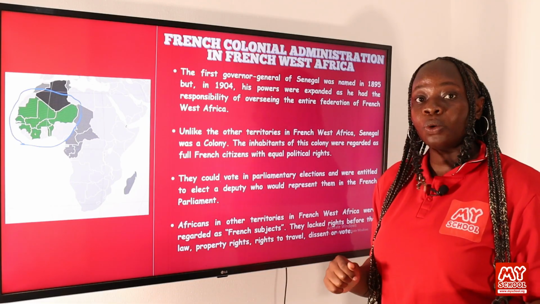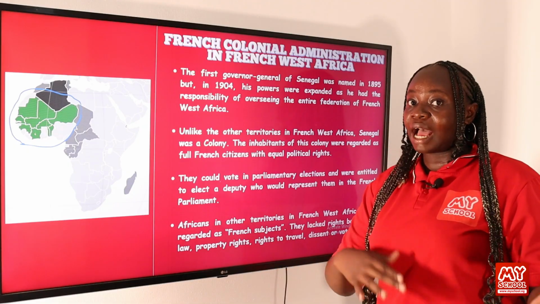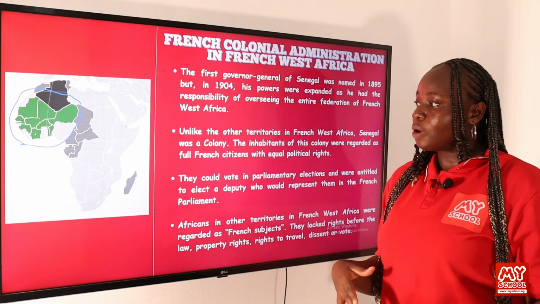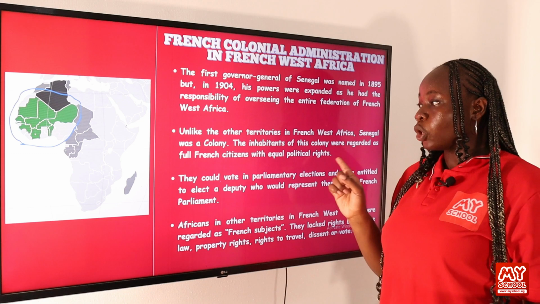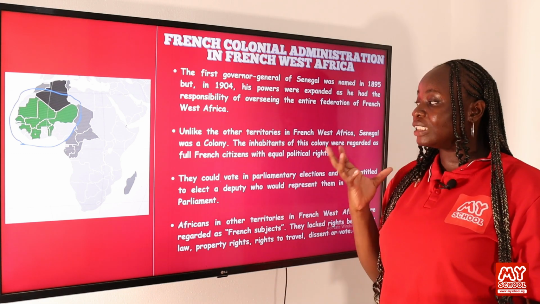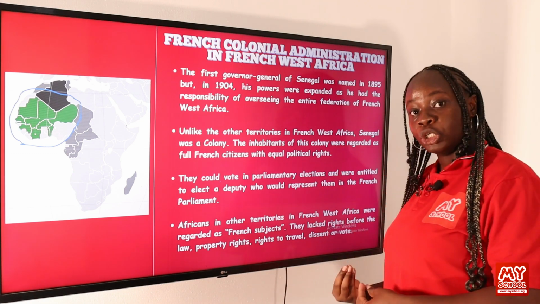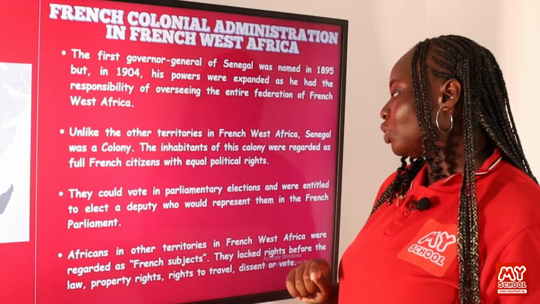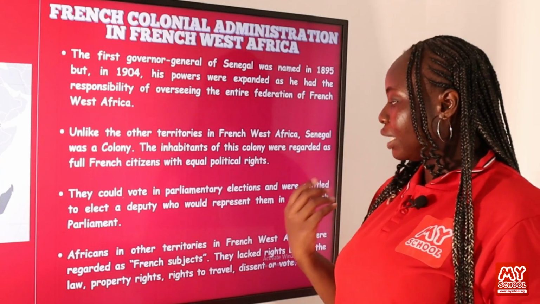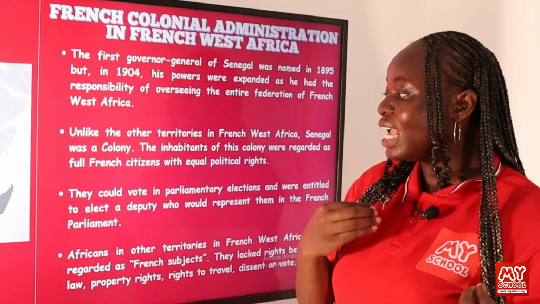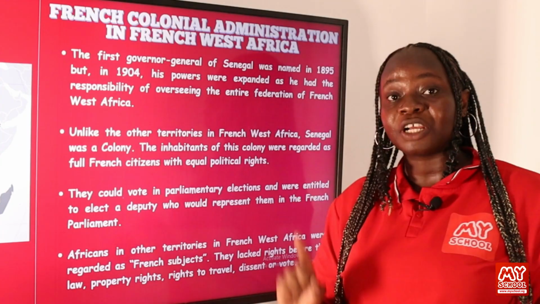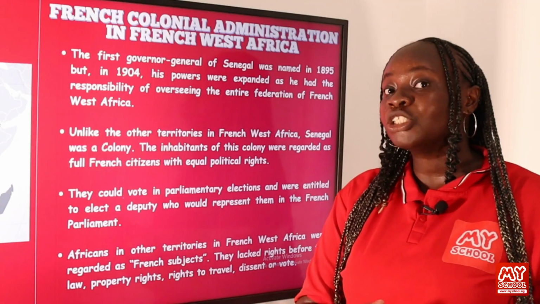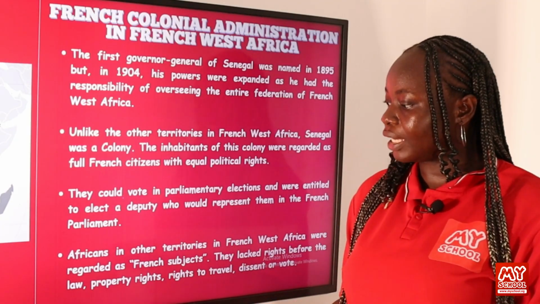Just like in the Lagos Crown Colony, the residents were regarded as British citizens, right? But the difference is that these French citizens in Senegal had equal political rights as the normal Frenchmen in France. So they could vote in parliamentary elections held in France, and were entitled to elect a deputy who would represent them in the French parliament. So they were trying to bring them into the French Empire at the time.